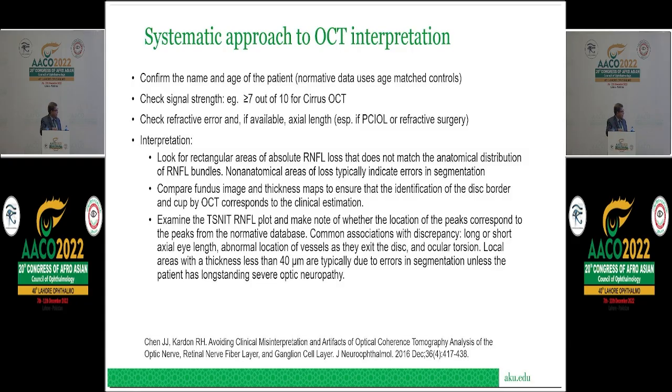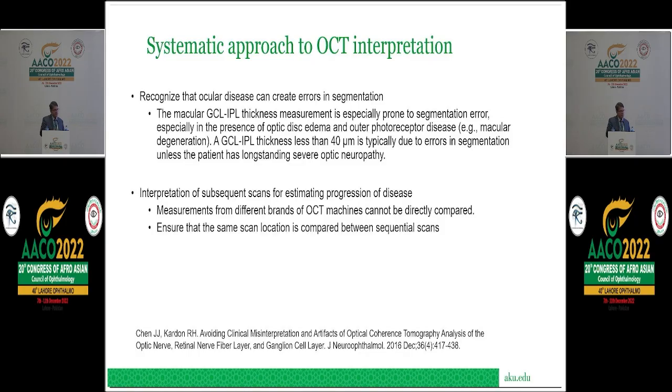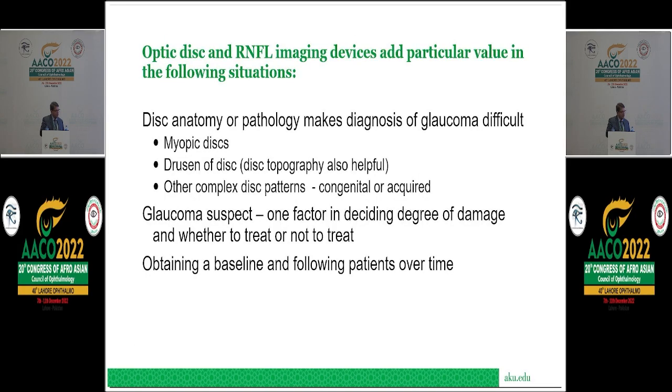Now, if the RNFL is less than 40, that's probably some error, okay, because it's almost never below that amount. Remember I talked about the floor effect. And recognize that there are errors as well in segmentation. We showed some examples of epiretinal membranes or other macular diseases, so you can keep that in mind for artifacts. Keep in mind that different machines have a different level in terms of quality, but also in terms of floor effects, and you need to know the machine well.